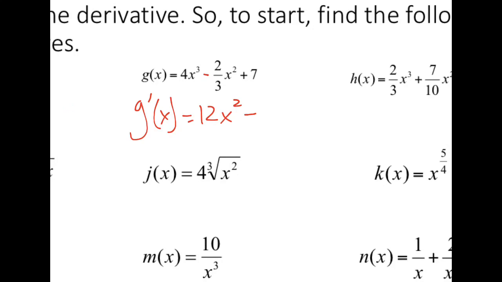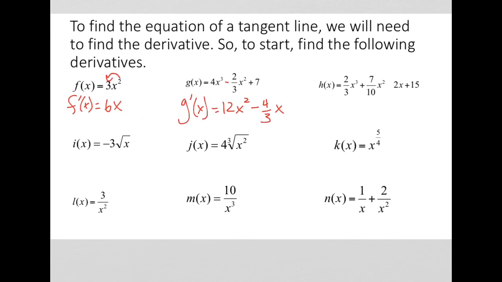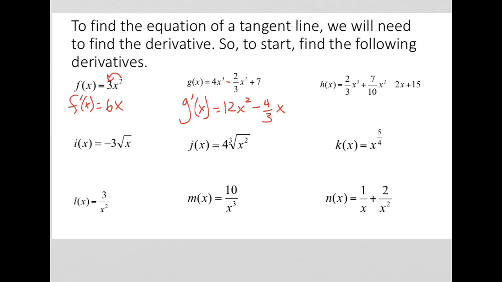Minus, I'm going to use the power rule again, multiply my power of 2 by my coefficient of 2/3 to get minus 4/3 x. Subtract 1 from the power, and it stays an x. And then that constant term right there goes to 0, so I get my derivative function. Go ahead and try the rest of these, see what you can get, and then check your answers with me.